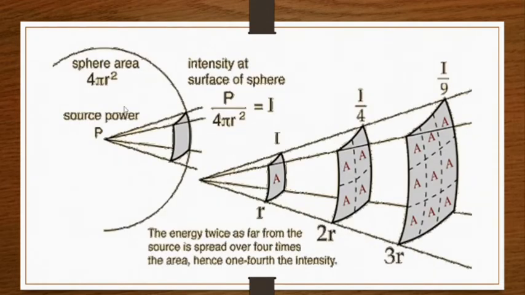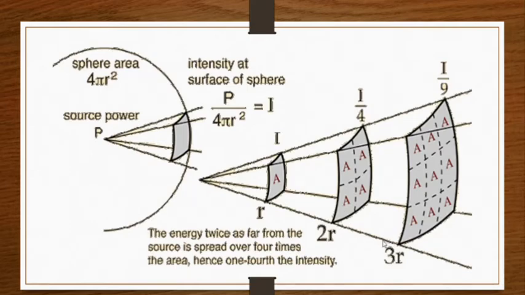In this diagram, I have a source power P, and the intensity at the surface of a sphere will be P over 4πr². That is the intensity. If we want to see the intensity at 2r, twice the distance, then the energy twice as far from the source is spread over 4 times the area. You can see there, so the intensity will be 1/4 of the intensity before.